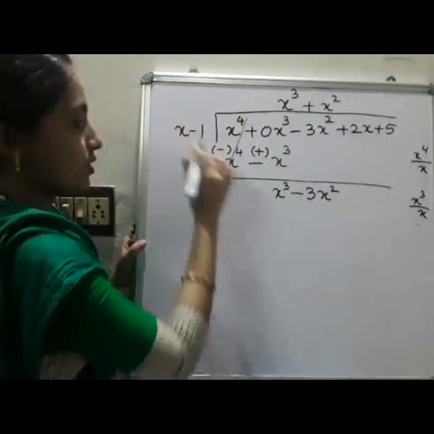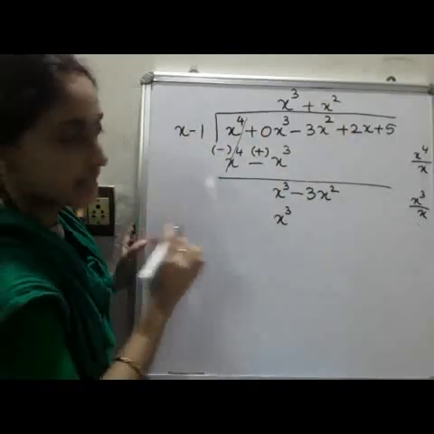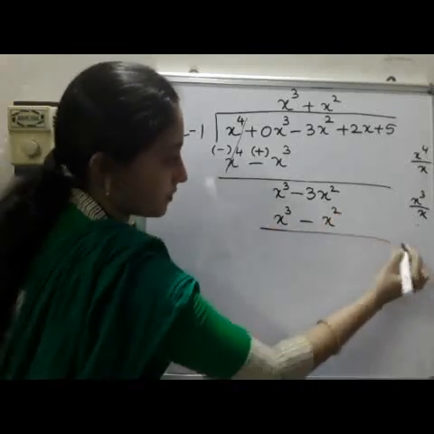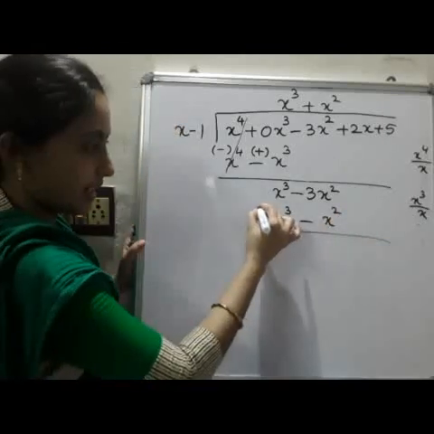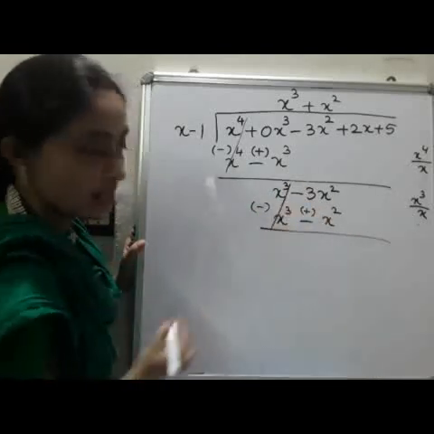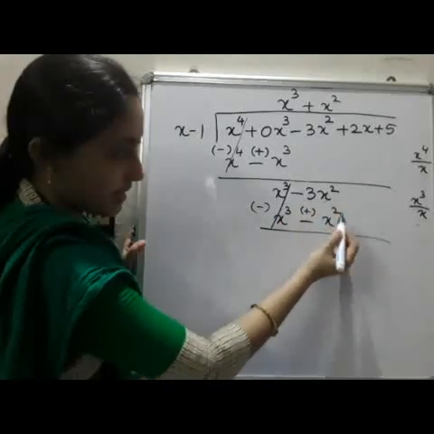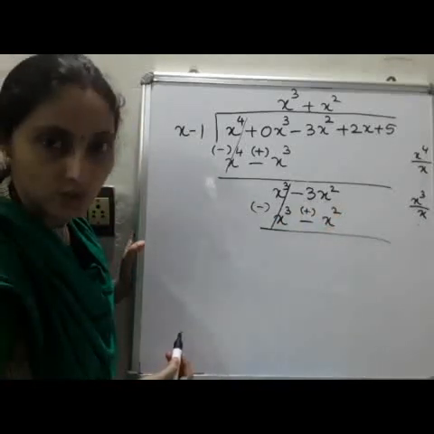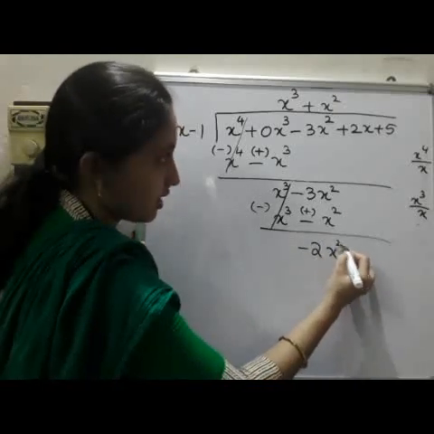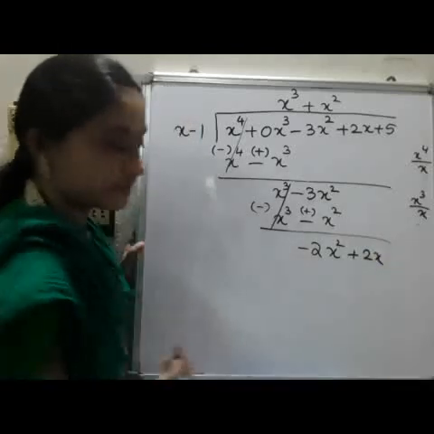So x² into x is what? x³. x² into minus x is, minus 1 is what? Minus x². Okay. Then again changing the sign. Here it becomes minus. Here it becomes positive. So that will be cancelled. Okay. Then minus 3x² plus x². What is minus 3 plus 1? Yes. Minus 2x². Then remaining plus 2x.